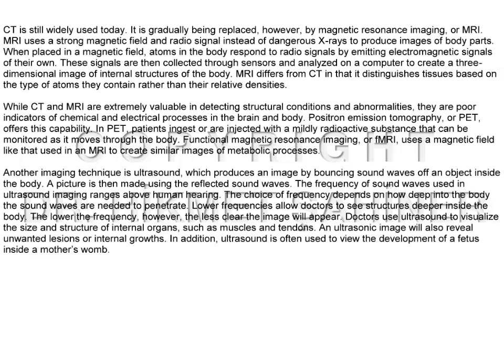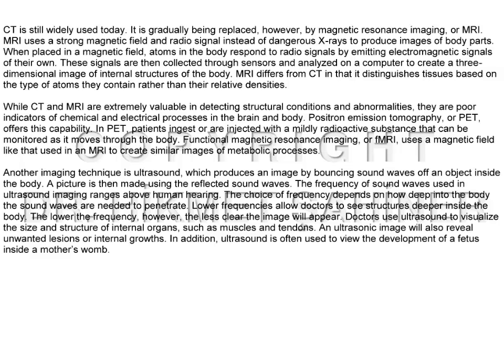While CT and MRI are extremely valuable in detecting structural conditions and abnormalities, they are poor indicators of chemical and electrical processes in the brain and body. Positron emission tomography, or PET, offers this capability. In PET, patients ingest or are injected with a mildly radioactive substance that can be monitored as it moves through the body. Functional magnetic resonance imaging, or fMRI, uses a magnetic field like that used in an MRI to create similar images of metabolic processes.